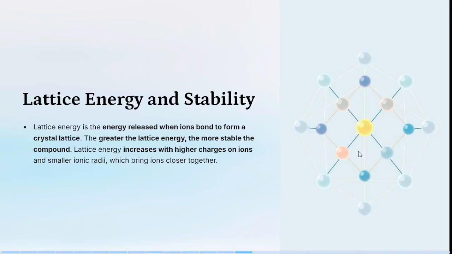on ions. Meaning when you have a charge of +1 and a charge of -1 forming, the lattice energy would be significant. But when you have a +2 bonding with a -2, as the charge of the ions is increasing, it makes the lattice energy stronger.